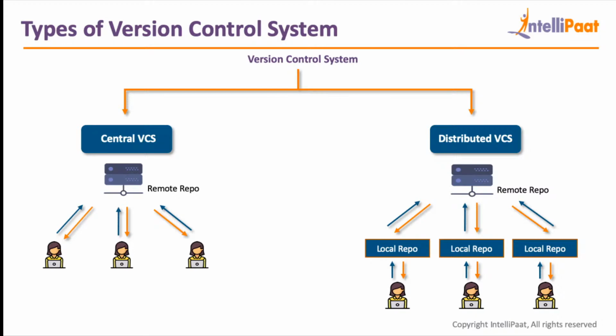So that's what a version control system is, right? Now when we talk about the types of version control systems which are out there, there are two types. One is the central version control system, and the other is the distributed version control system. So let's go ahead and understand what is the difference between the two.